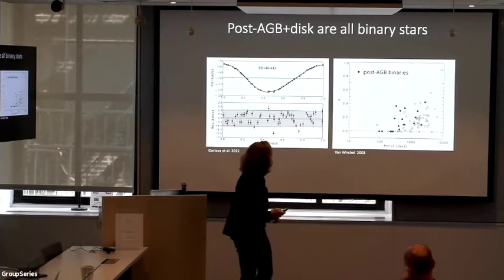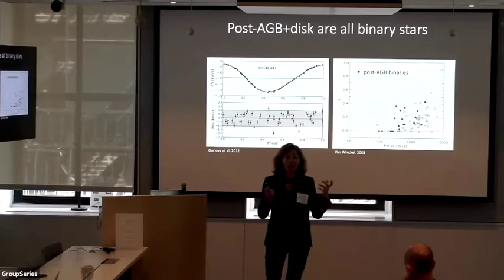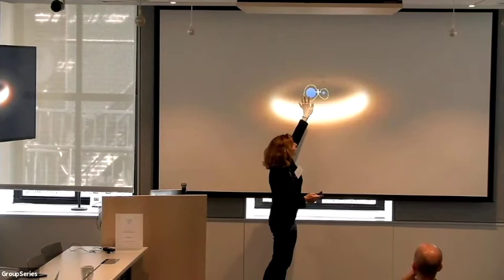At 80 days, they have not avoided some mass transfer, where the mass transfer may or may not have been stable. This is my picture of what they look like. They're actually detached, even if this is very big, with these distances, and they are inside these disks.